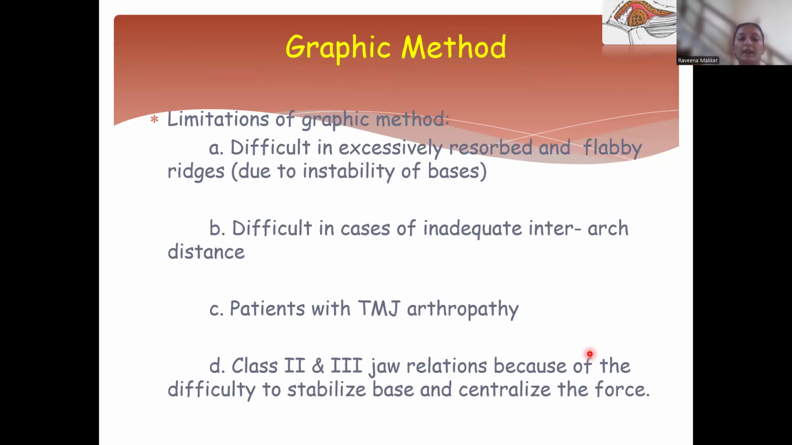Now, there are certain limitations of the graphic method. First is difficulty in excessively resorbed and flabby ridges due to instability of the bases. Then difficulty in cases of inadequate interarch distance. In patients with TMJ arthropathy, class 2 and 3 jaw relation, because of the difficulty to stabilize the base and centralize the force.